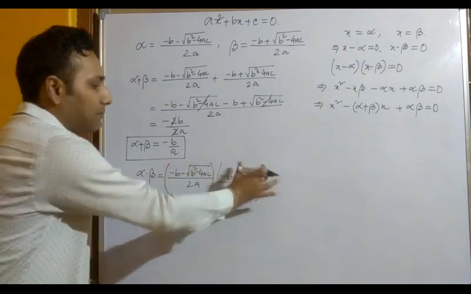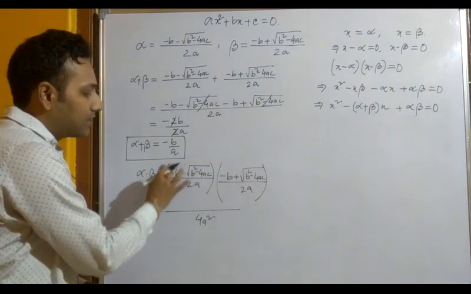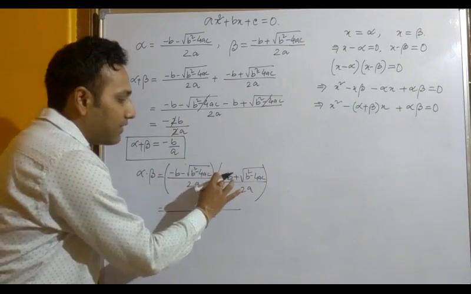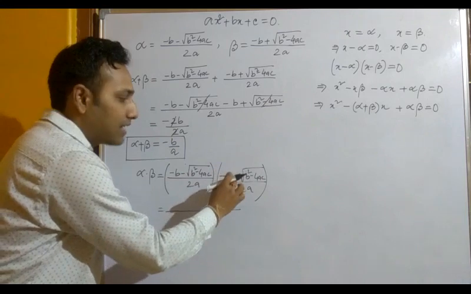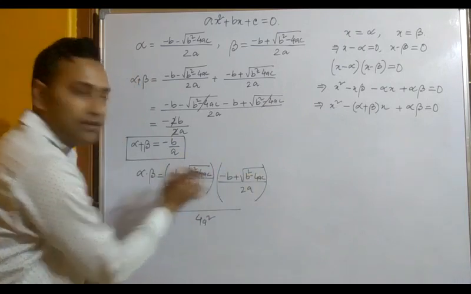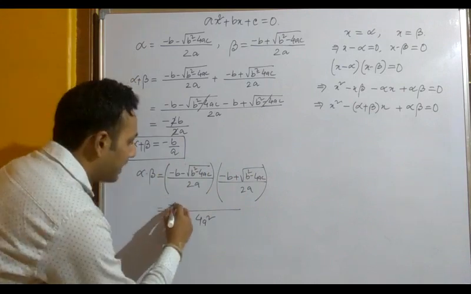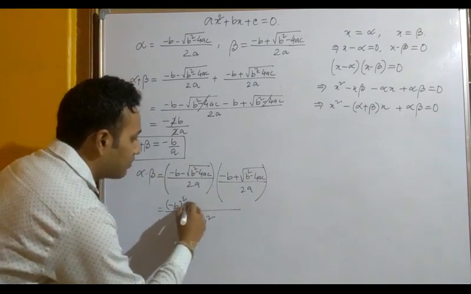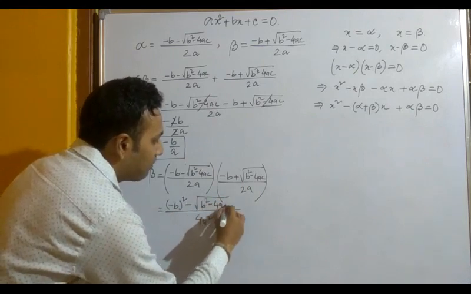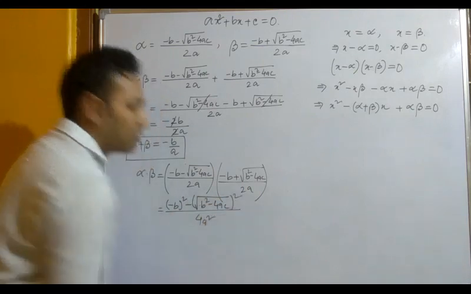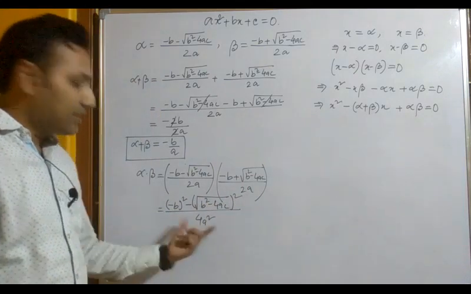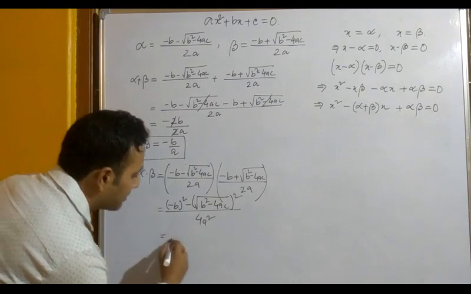And for the numerator, if I consider this one as a minus b and this one as a plus b, then (a − b) into (a + b) will become a² − b². So it will be (−b)² minus (√(b² − 4ac))². Understood? Now if I simplify further, let us see what happens.